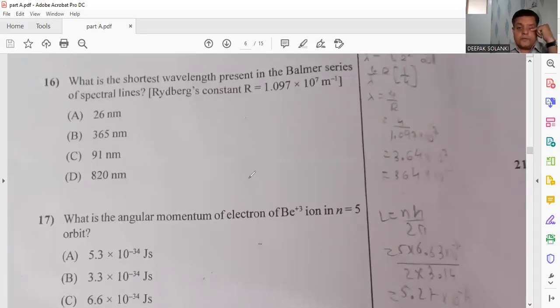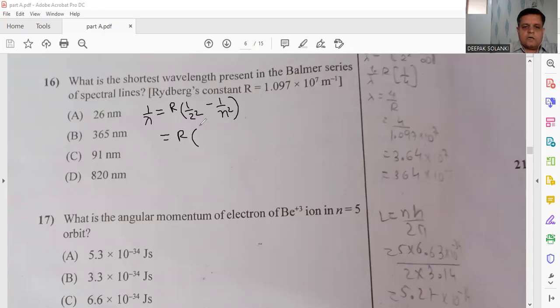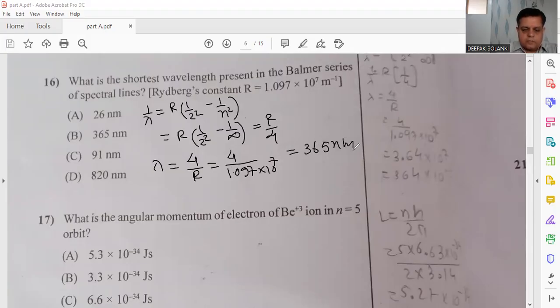What is the shortest wavelength present in the Balmer series of spectrum? We know that for the Balmer series, 1 by lambda is R times 1 upon 2 square minus 1 upon n square. So it is R 1 upon 2 square, since for shortest wavelength your n is infinite. So this is R by 4, so lambda is 4 by R, 4 upon 1.097 into 10 to power 7. If you simplify this, you will get 365 nanometer.